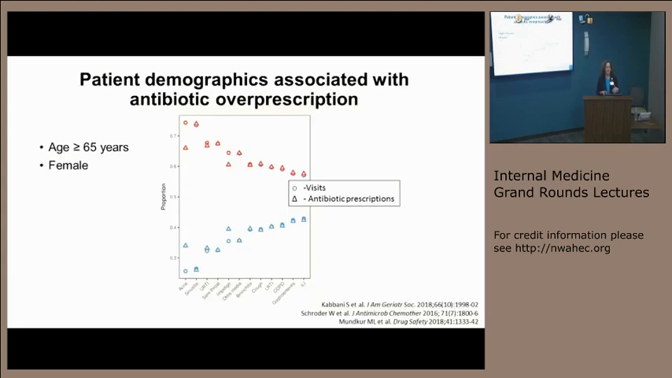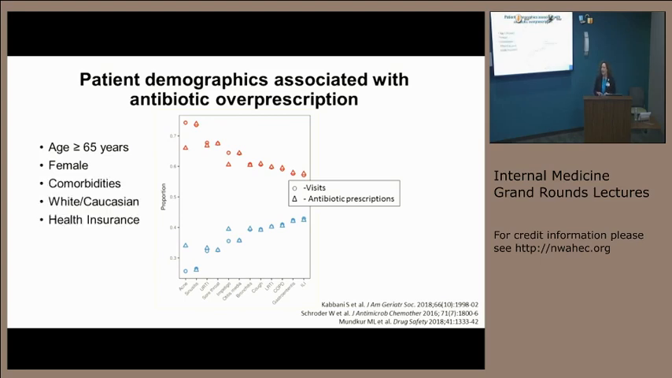Okay, so what are some patient demographics that are associated with antibiotic overprescription? Older adults are more likely to be overprescribed antibiotics, and female gender. This graph looks at why females would get antibiotics more often than males, and it's really because females go to the doctor more often than males. The circles here are visits and the triangles are antibiotic prescriptions for a whole host of indications. When you look at how many visits there are versus receipt of antibiotics, females don't get antibiotics more often per visit, they just have more visits.